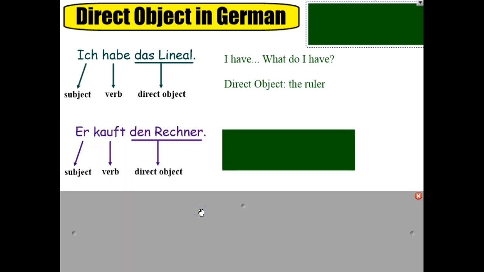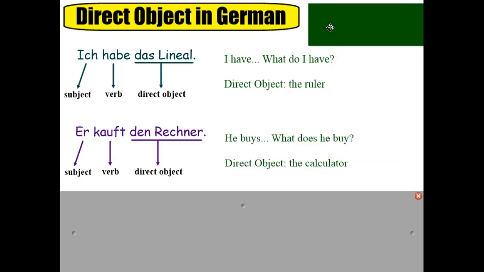Er kauft den Rechner. We can do that question. He buys. What does he buy? The calculator. And you will notice here, Rechner is a masculine word. It would have started as der. Because it's the direct object, that der changes to den. Er kauft den Rechner.